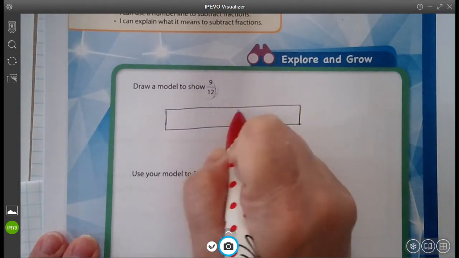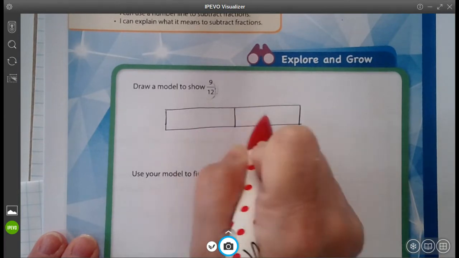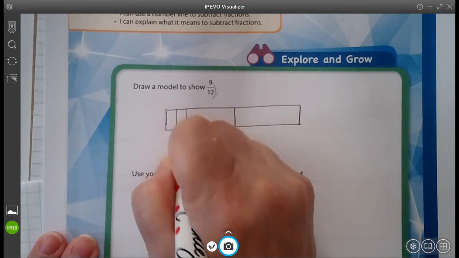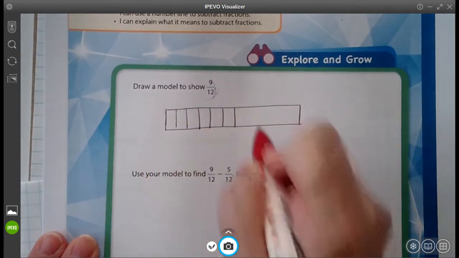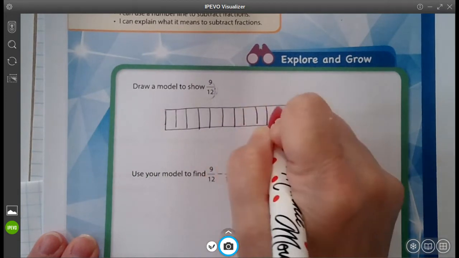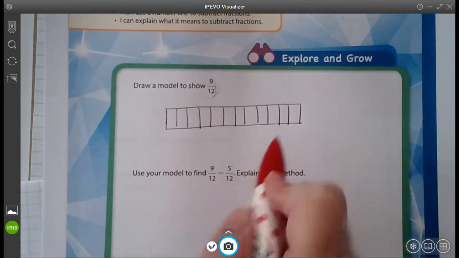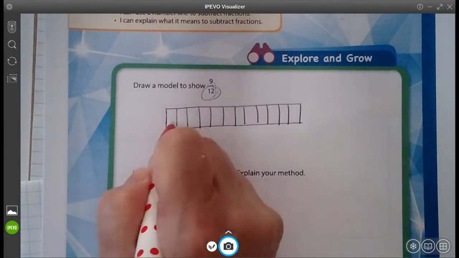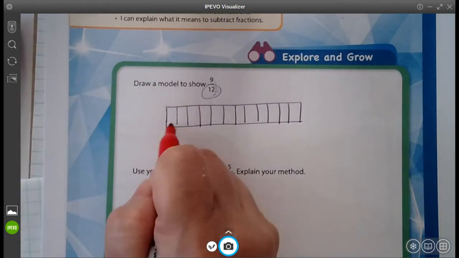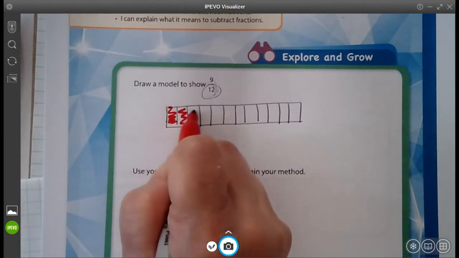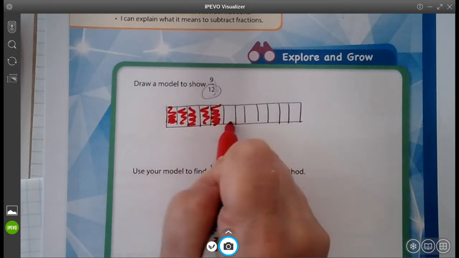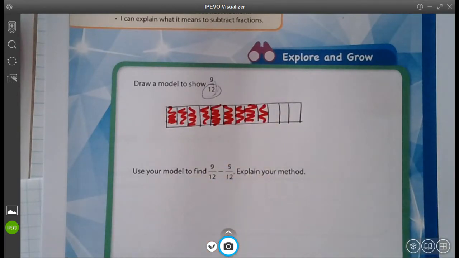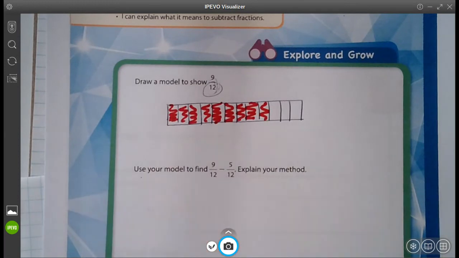All right, let's see if I can do this evenly. That's 2. Let's see, we need 6 on this side. 1, 2, 3, 4, 5. That's not too bad. Okay, so there's 12 twelfths because I need 12 parts all together, and we need to show 9 twelfths. So let me see if I can do that in color. That might be a little bit easier to see. 1, 2, 3, 4, 5, 6, 7, 8, and 9. So there's 9 twelfths.